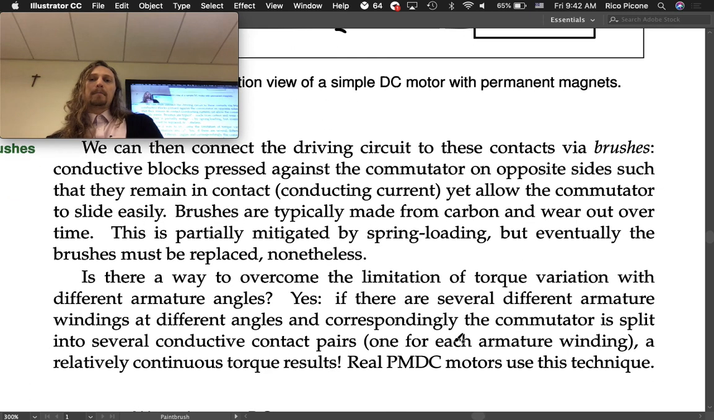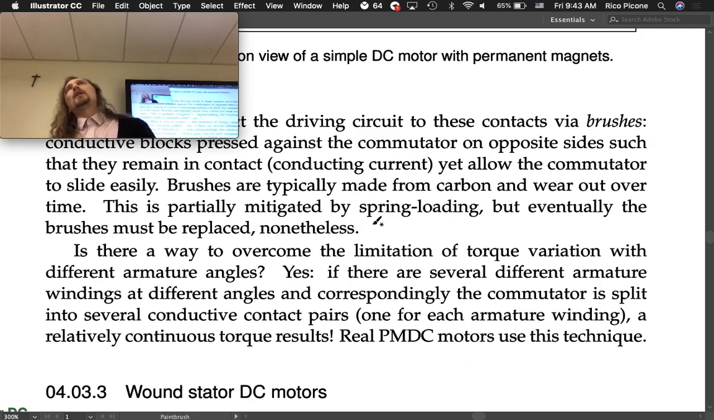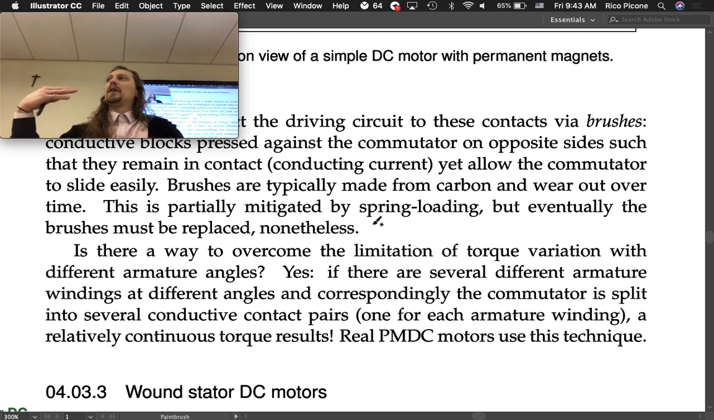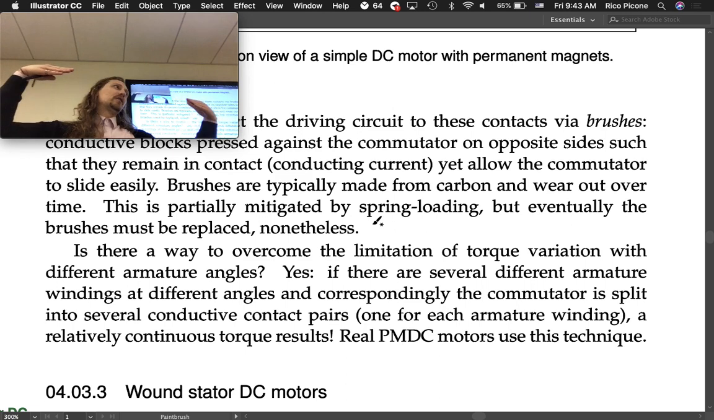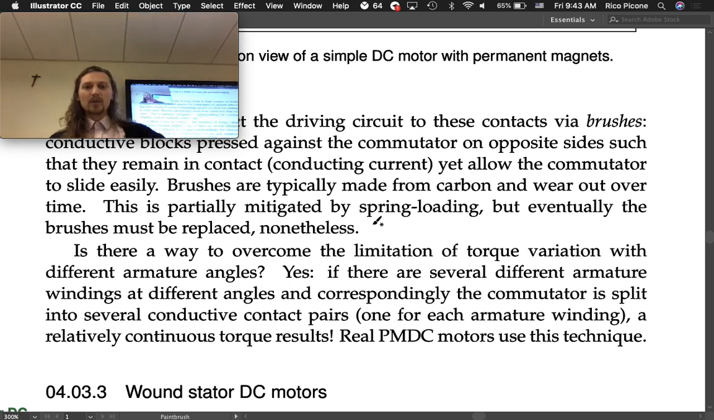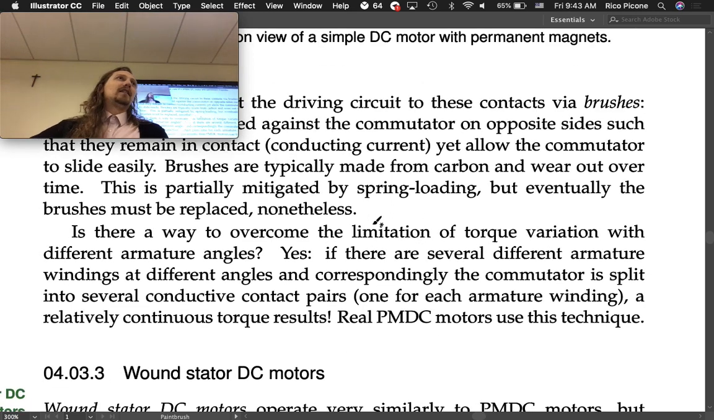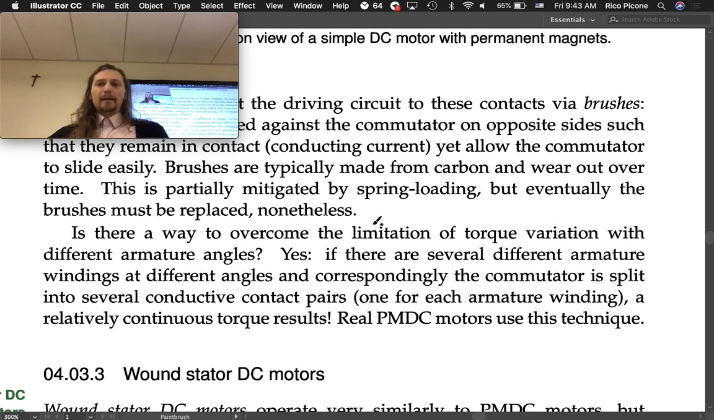So those brushes are going to wear out. The carbon that is in contact, the brushes, they wear out over time. It creates a lot of carbon dust that's inside the motor, and that means you have to service them, clean it out, and the brushes eventually are going to wear out. So one way to mitigate that is to have them be spring-loaded so that it keeps feeding more and more brush in, but eventually they run out and you have to replace them, right? So that's one of the biggest downsides of having a DC motor, is you have to replace the brushes and they need to be serviced and cleaned.